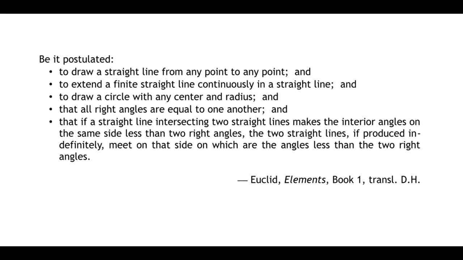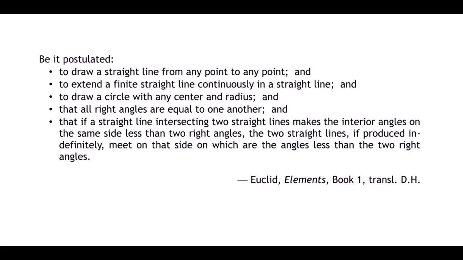Granted. And that all right angles are equal to one another. Obviously. And that if a straight line intersecting two straight lines makes the interior angles on the same side less than two right angles, the two straight lines, if produced indefinitely, meet on that side on which are the angles less than the two right angles. Got that? That's Greek for parallels don't meet. He found he needed this assumption to build his proofs on.